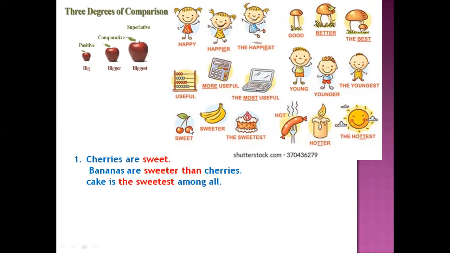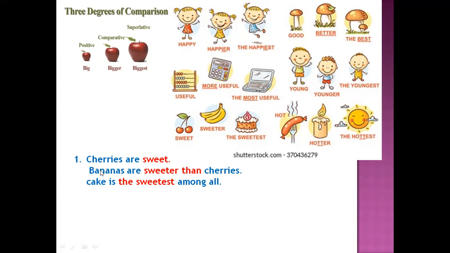Banana cherries වලට වැඩිය bananas තමයි sweet. එතකොට බලන්න අපි මෙතනදී මොකද වෙලා තියෙන්නේ කියලා. අපි මේ adjective එකට අගට er එකතු කරලා වගේම තව අපි extra word එකක් use කරනවා than. Bananas are sweeter than cherries.